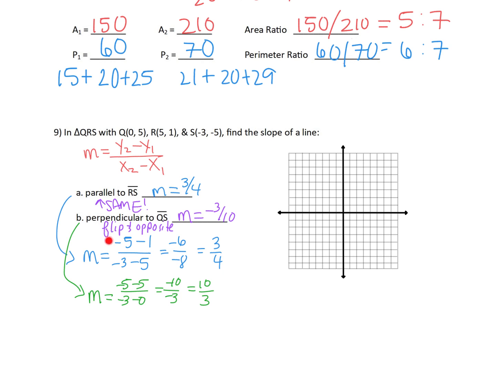So you have to flip them and take the opposite of it. Since it's parallel to RS, all I had to do was find the slope of RS. So I used these 2 points here to find the slope, and that's the answer because they're the same.